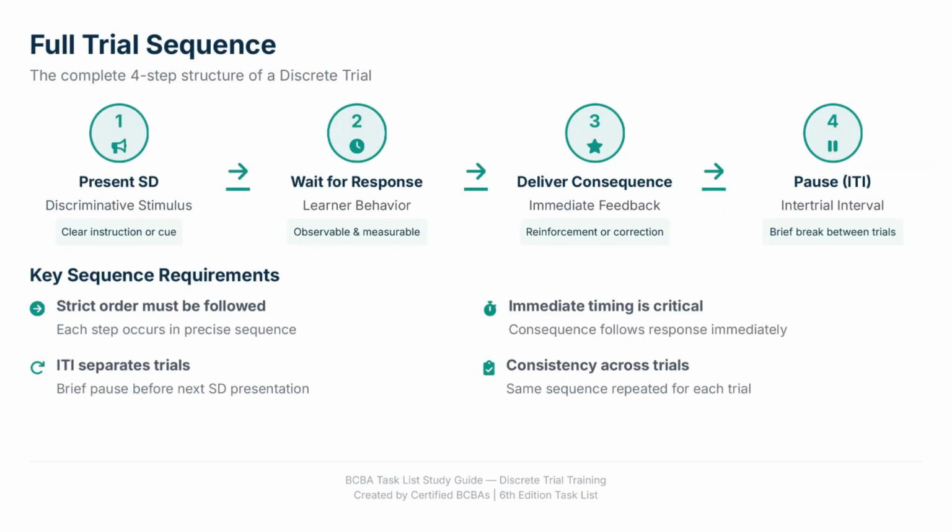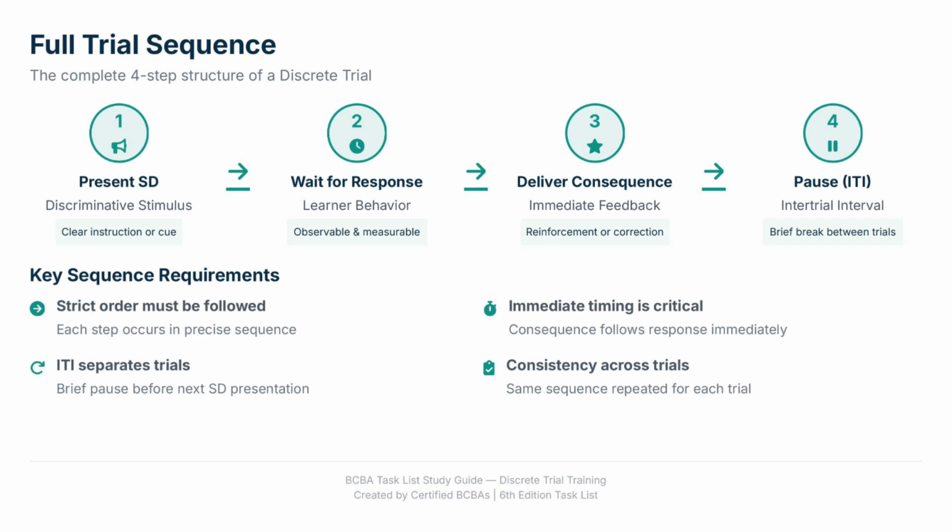Now let's put everything together into the full DTT sequence. A complete trial follows a strict and predictable order. First, the SD is presented. Second, the learner has the opportunity to respond. Third, the consequence is delivered immediately. And fourth, the ITI separates the trial before the next one begins. This sequence is not flexible. It must be followed in this exact order.